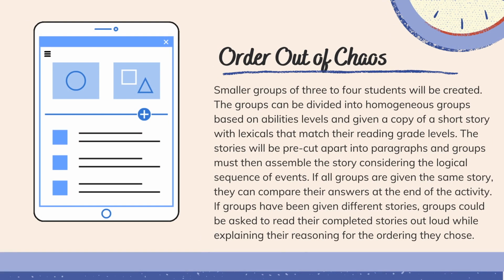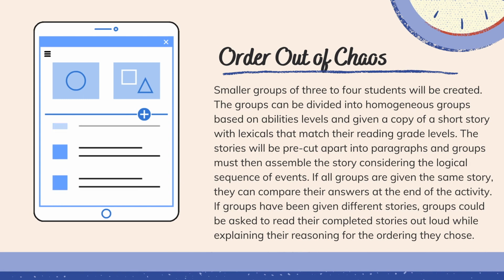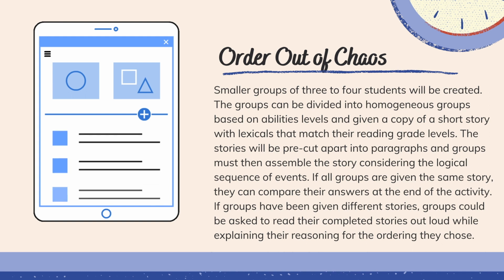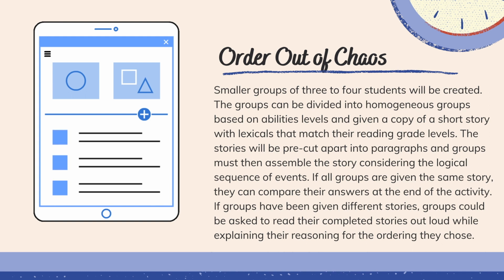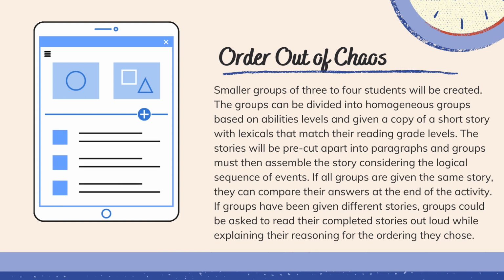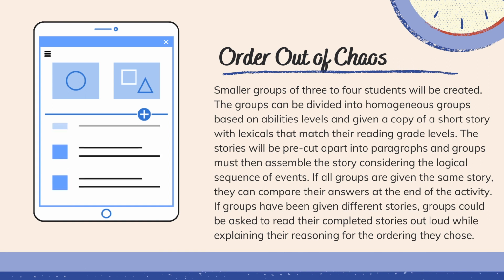The next activity is called Order Out of Chaos. Smaller groups of 3 to 4 students will be created. The groups can be divided into homogeneous groups based on ability levels and given a copy of a short story with lexicals that match their reading grade levels. The stories will be pre-cut apart into paragraphs, and groups must then assemble the story considering the logical sequence of events. If all groups are given the same story, they can compare their answers at the end of the activity. If groups have been given different stories, groups could be asked to read their completed stories out loud while explaining their reasoning for the ordering they chose.